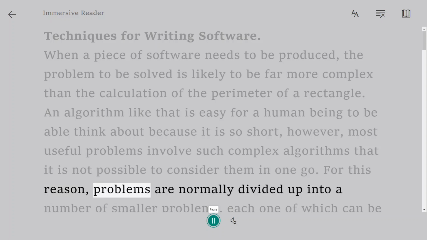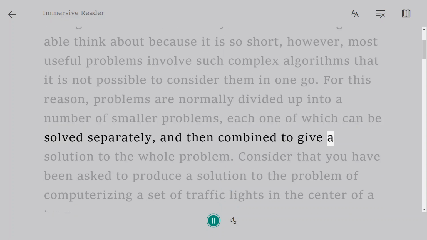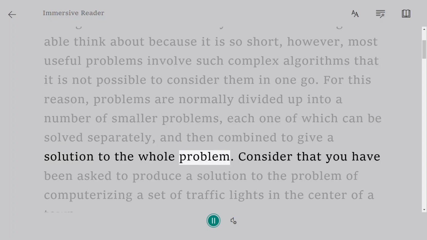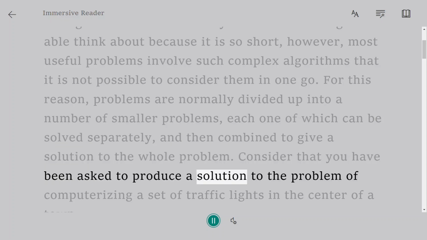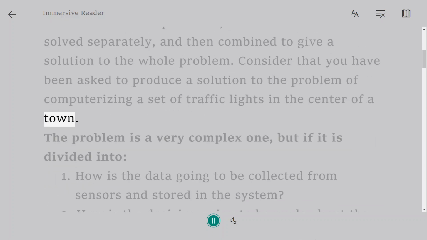For this reason, problems are normally divided up into a number of smaller problems, each one of which can be solved separately, and then combined to give a solution to the whole problem. Consider that you have been asked to produce a solution to the problem of computerizing a set of traffic lights in the center of a town.